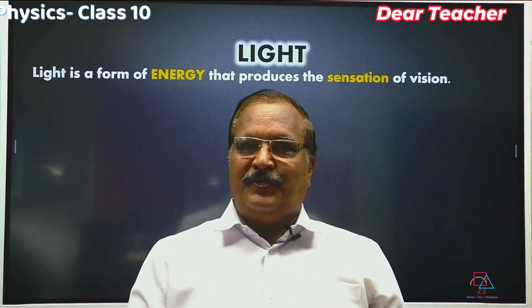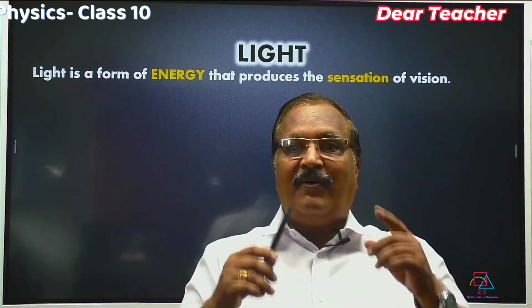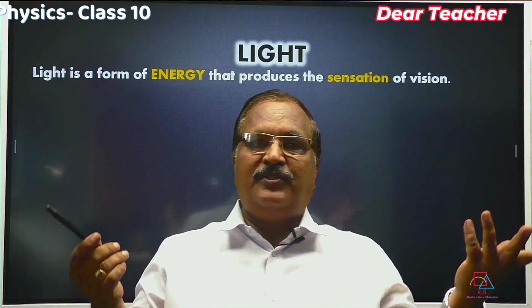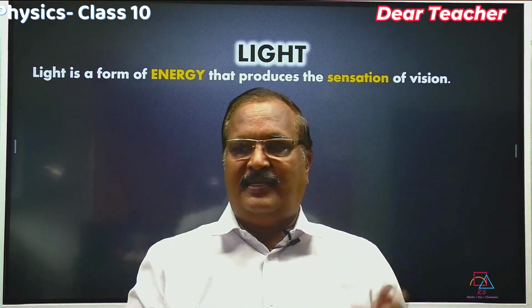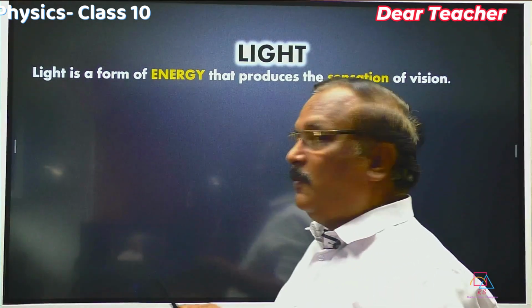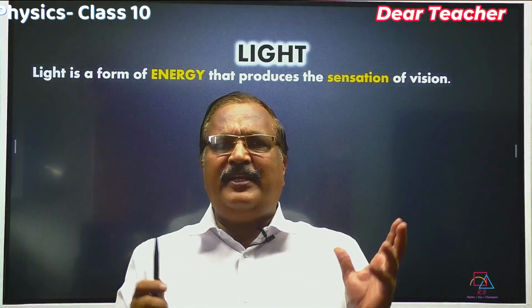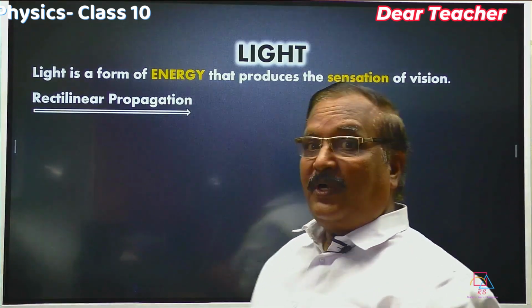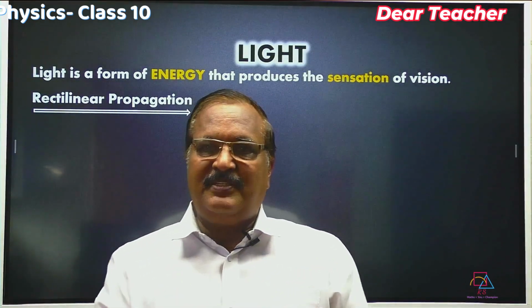right? So if our eyes are having a problem, unable to see, then there is no light. It is completely dark. So that's why light is very important for us. Now let us see how light travels.